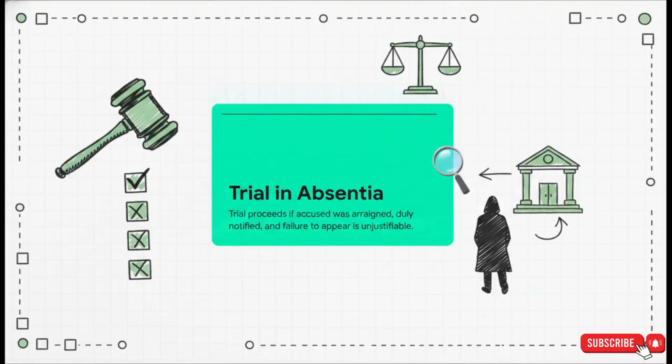But here's a curveball professors love to throw at you: trial in absentia. While the accused has a fundamental right to be present at their trial, the Constitution does allow the proceedings to continue without them, but it is definitely not automatic. You have to check 3 strict boxes. First, the accused must have already been arraigned. Second, they must have been duly notified of the trial date. And third, their failure to appear has to be completely unjustifiable. If all 3 conditions are met, the trial just rolls on without them.